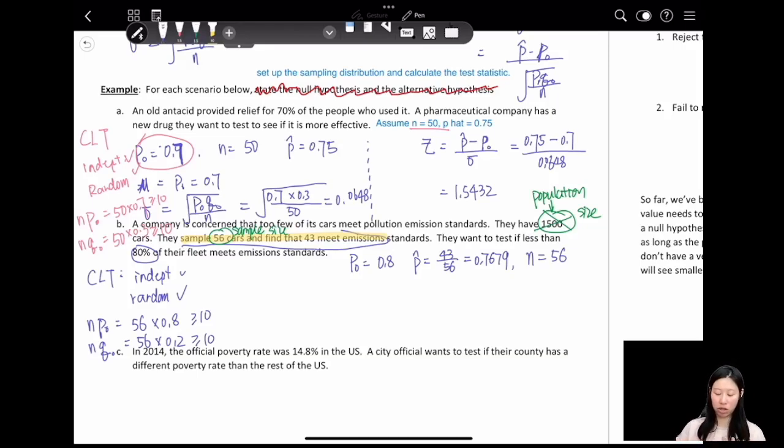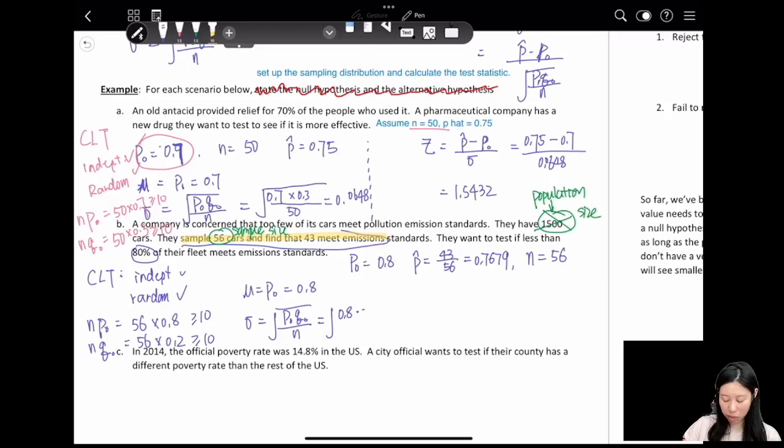Okay, so now let's continue to set up our sampling distribution. We have mu equals our null hypothesis proportion, which is 0.8, and sigma equals the square root of p sub 0 q sub 0 divided by n, which is 0.8 times 0.2 divided by 56. And then we use a calculator to calculate that sigma equals 0.423.